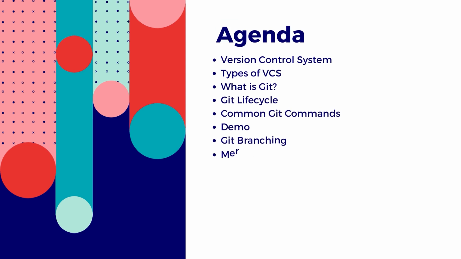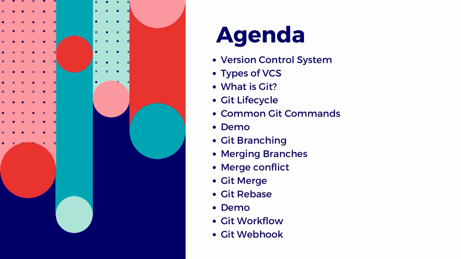Now, let us see the agenda. We will begin our session with version control systems and their types, then we will discuss version control types in detail. After that, we will start with Git. What is Git? Post that, we will understand the lifecycle of Git. Then we will start with the installation of Git on different operating systems. Post that, we will see common Git commands that are used for versioning, followed by the demo on Git commands.